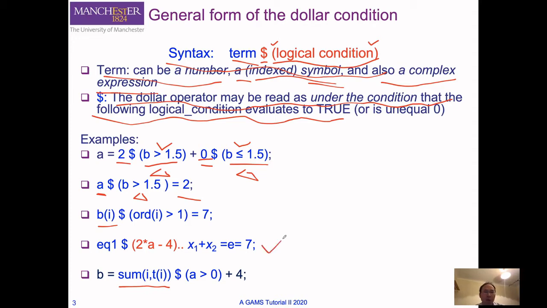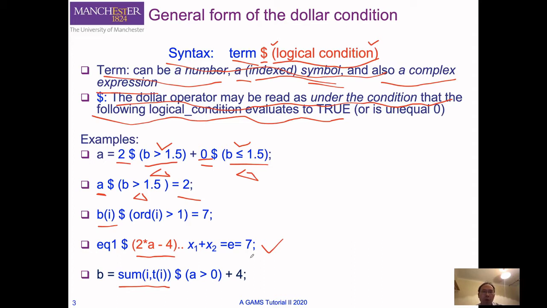In this example, if the logical condition a times 2 minus 4 is true, then we have this constraint. Otherwise, this constraint will not be imposed. You can do the similar analysis for the remaining two examples. It is not too difficult.